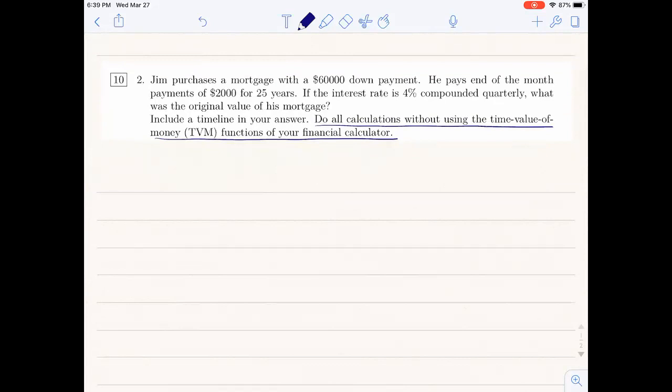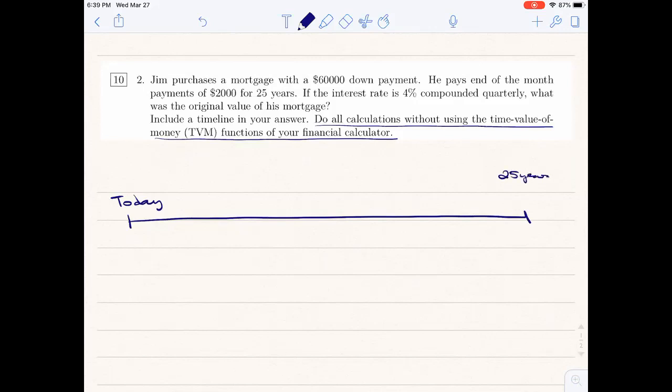For all of these, we have to include a timeline, right? And so we'll start out and we'll say, okay, well, make a nice long line. And I know I'm starting today. So he purchased the mortgage with a $60,000 down payment. He pays end of the month payments for 25 years. So at the end here, I'm at 25 years. I'm just going to write that a little bit above, right? Because I know I'm making monthly payments, just making room for how many months I have at the end.